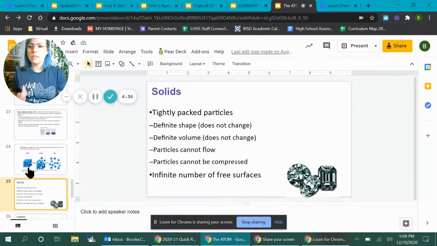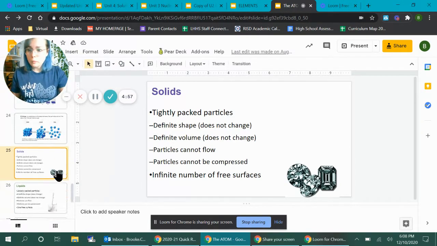But remember, solids have a definite shape. This is a solid. It has a definite shape. It's not going to change unless I crush it, but that's different. It has a definite volume that doesn't change. The particles don't really flow. They're just kind of there in their space, and it cannot be compressed. Like I can't just change this and it'd still be a mouse. Okay.